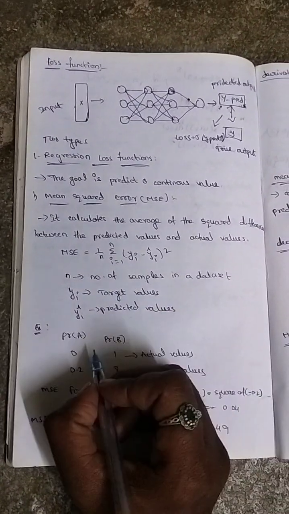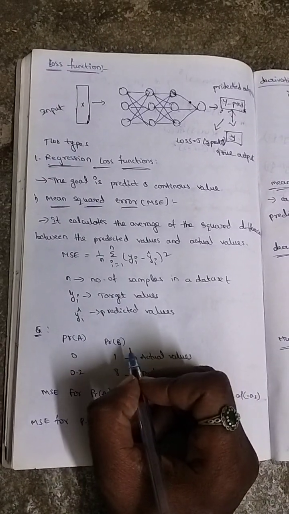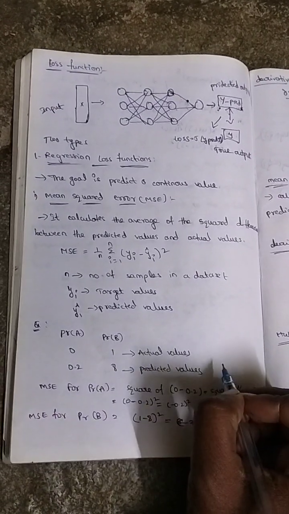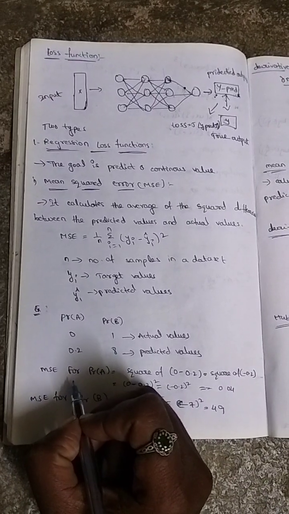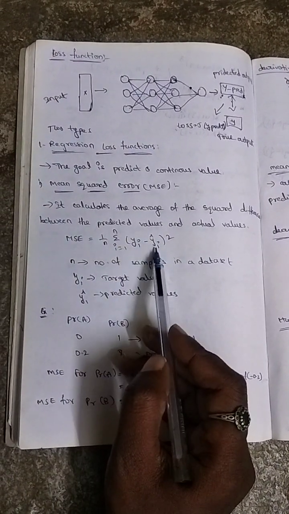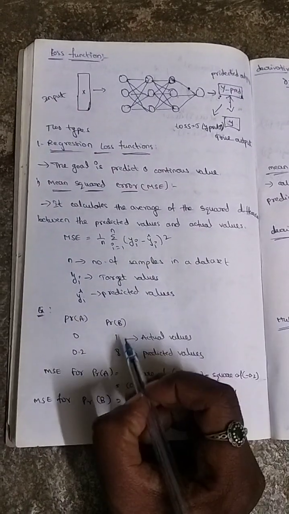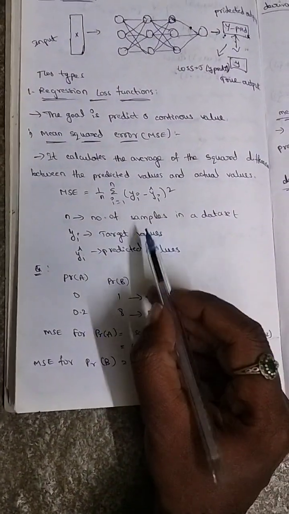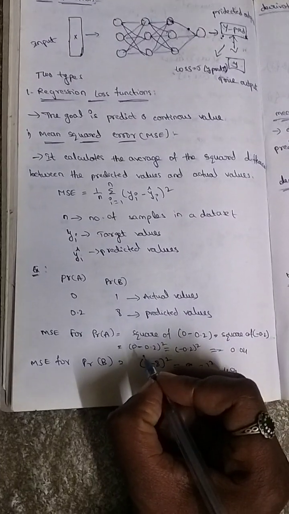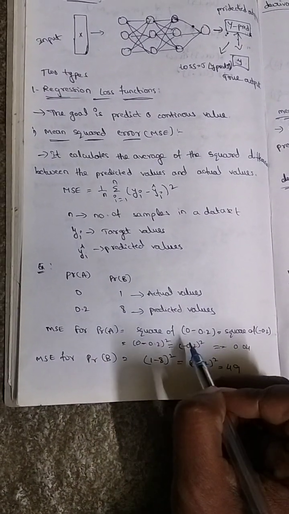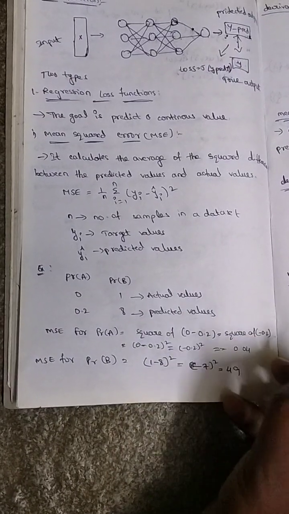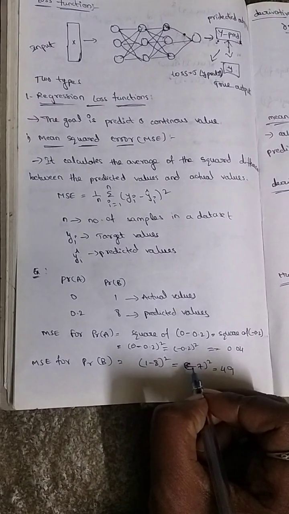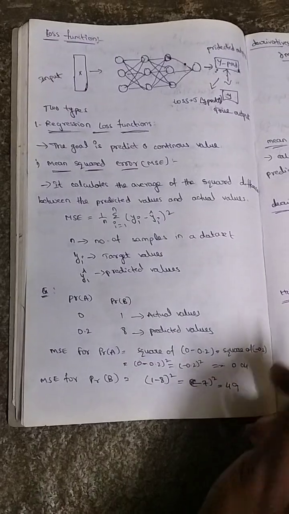For example, we find the predicted A and predicted B. 0 and 1 are actual values. 0.2 and 8 are predicted values. The mean squared error formula is 1/n summation i equals 1 to n (yi minus yi cap) whole squared. These values are substituted in this formula. For A, the target value is 0: (0 minus 0.2) squared equals (minus 0.2) squared equals 0.04. And for B, (1 minus 8) squared equals (minus 7) squared equals 49. This is an example of mean squared error.